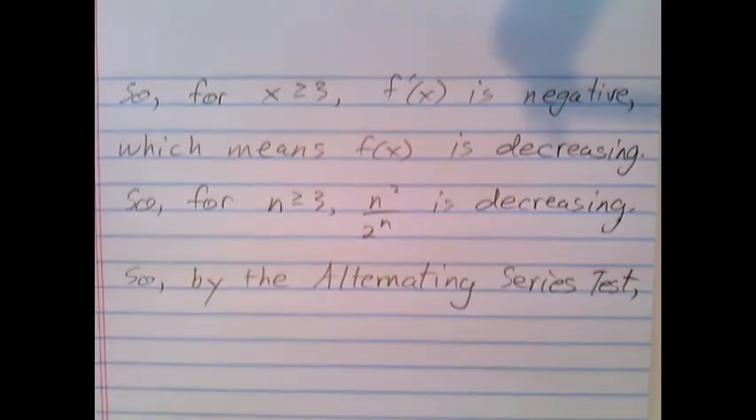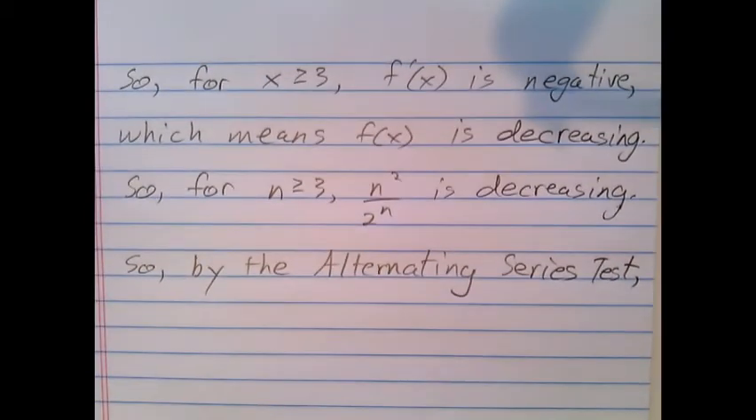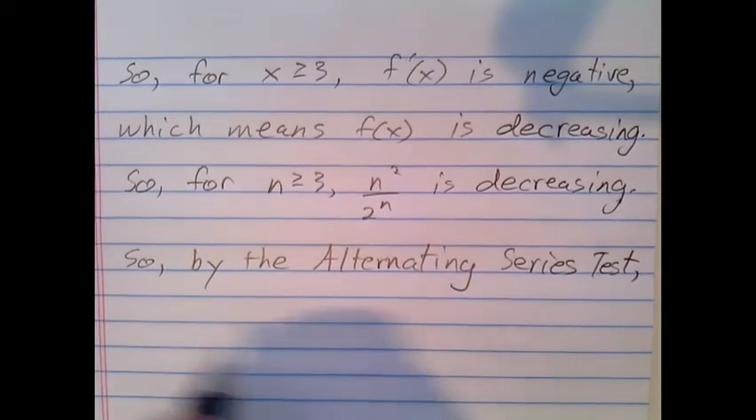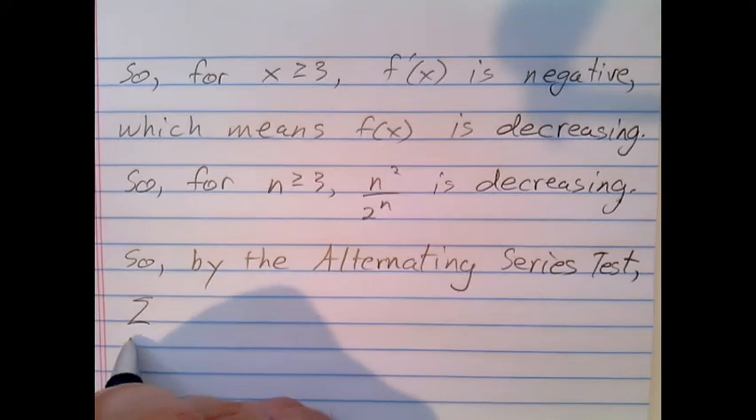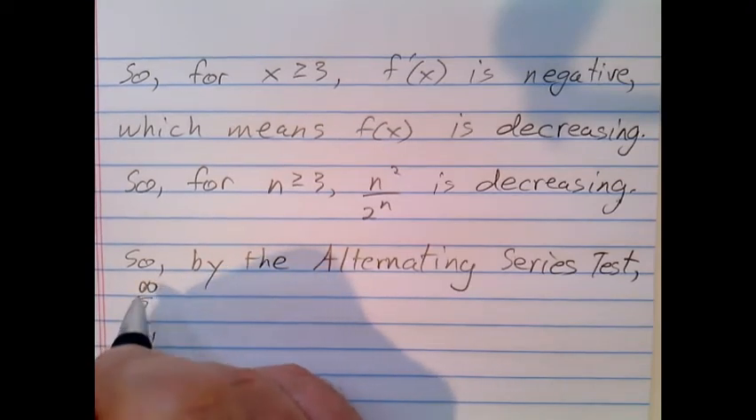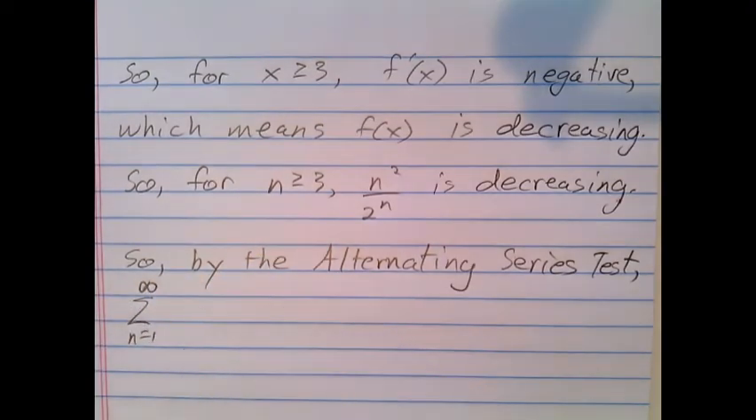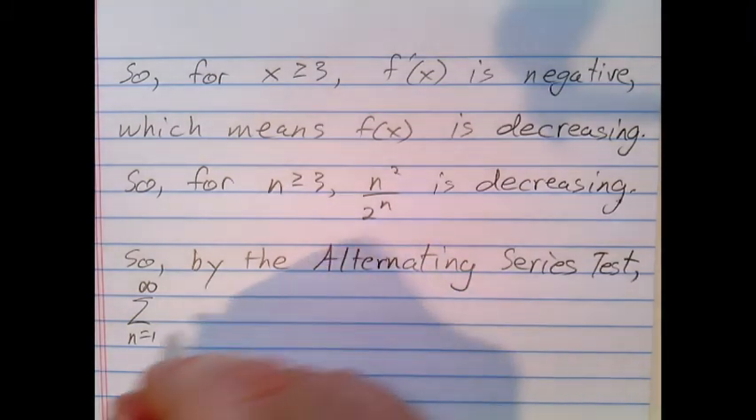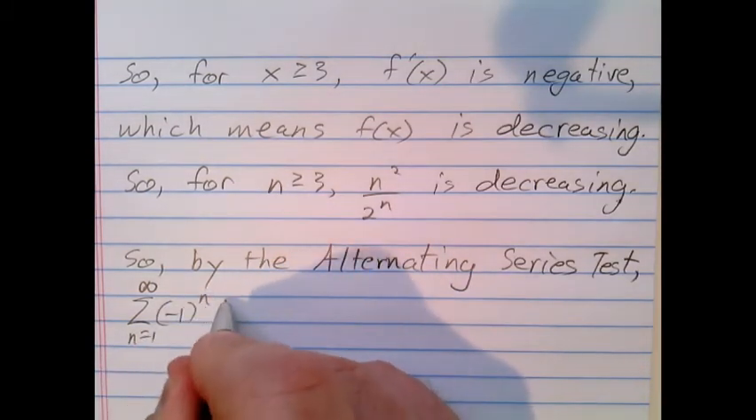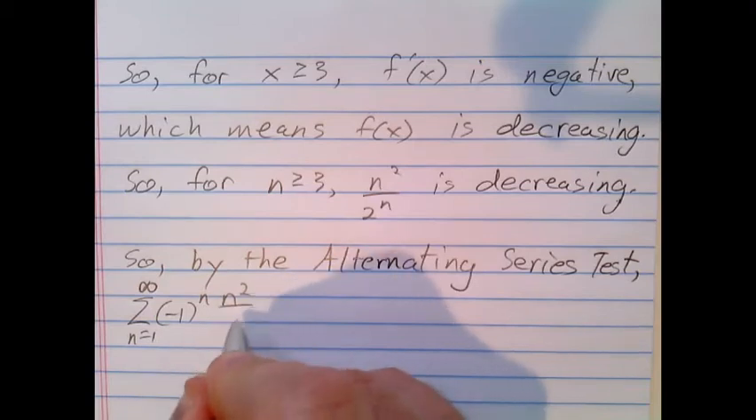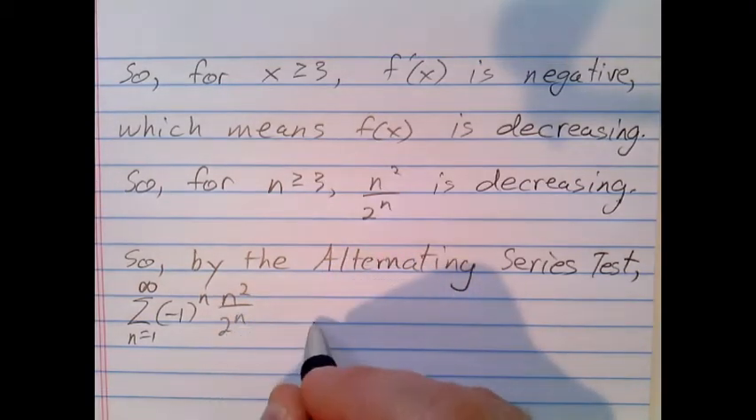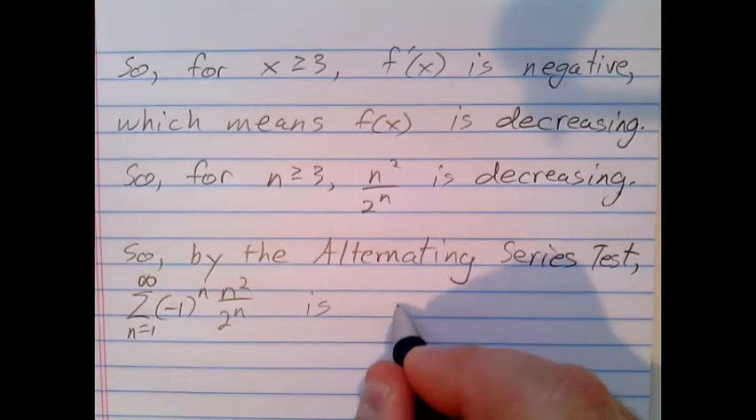and then finally we'll state our conclusion. Okay, because all its conditions were met, we can use the alternating series test to conclude that our series, where n goes from 1 to infinity, and it looks like negative 1 to the n times n squared over 2 to the n, is convergent.